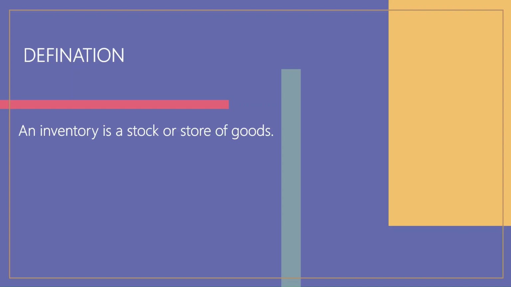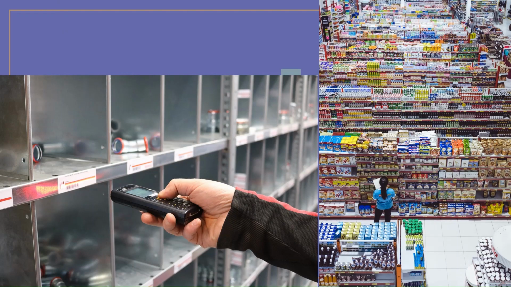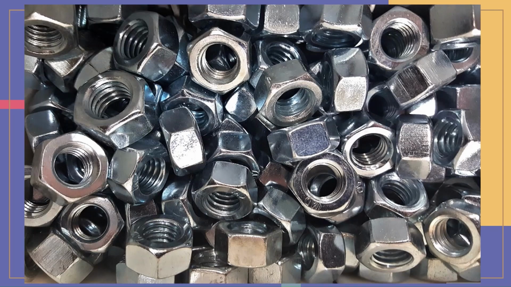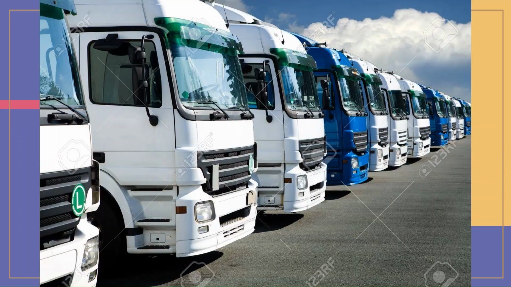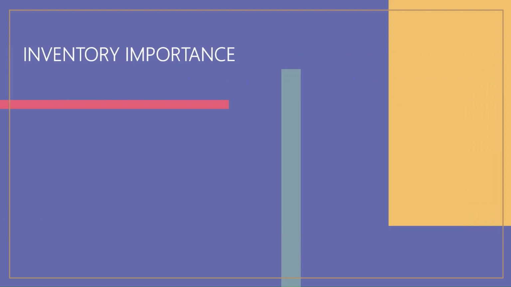An inventory is a stock or store of goods. Firms typically stock hundreds or even thousands of items in inventory, ranging from small things such as pencils, paper clips, screws, nuts, and bolts to large items such as machines, cars, trucks, construction equipment, and airplanes. Inventories are a vital part of the business. Not only are they necessary for operations, but they also contribute to customer satisfaction.